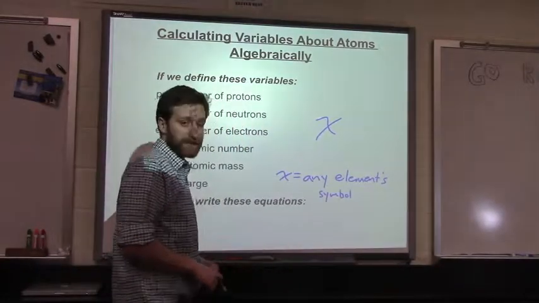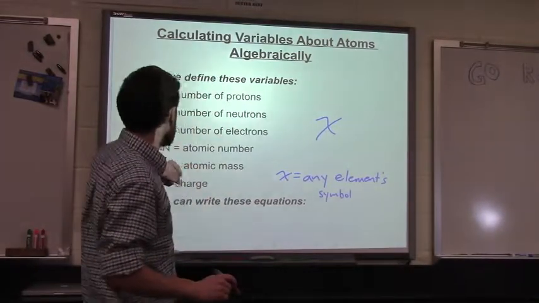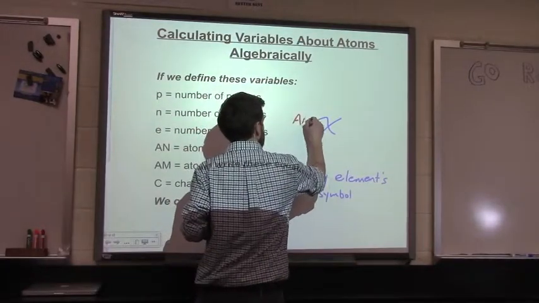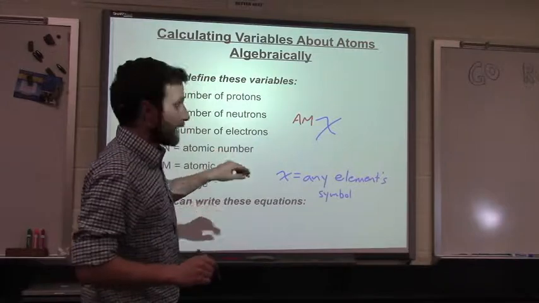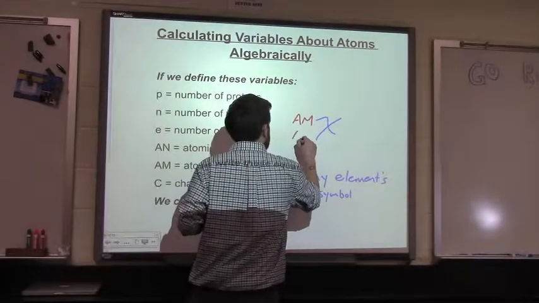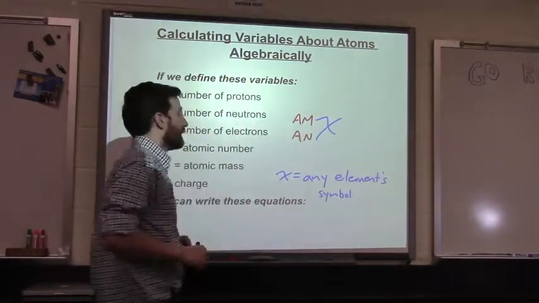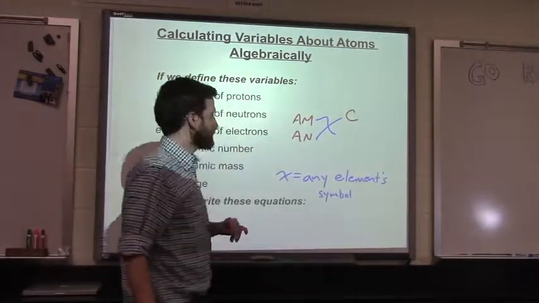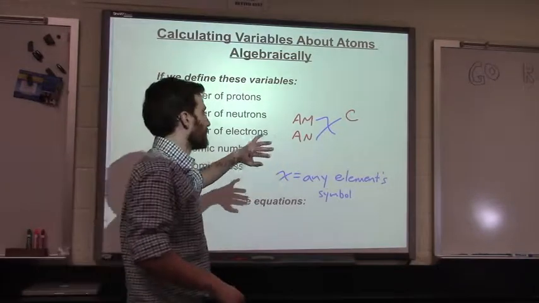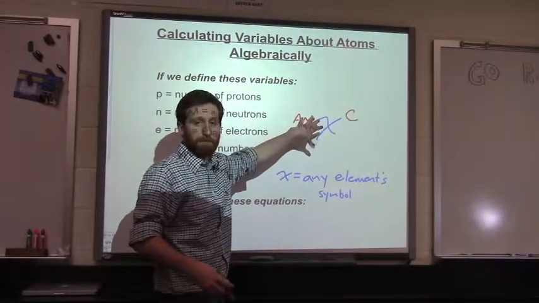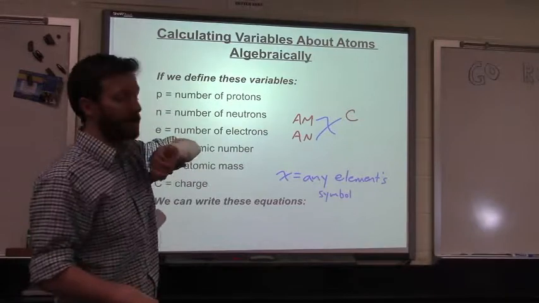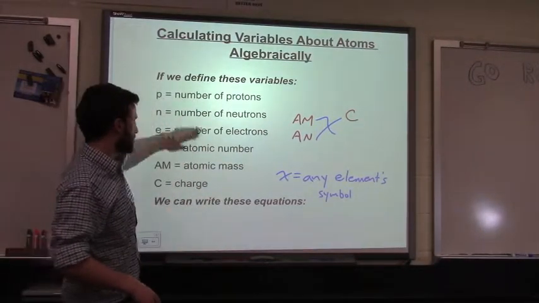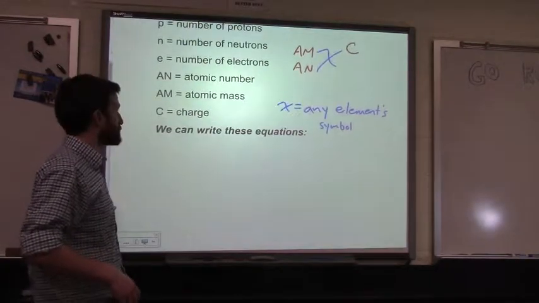Now we know that in the top left, we can write the atomic mass of that atom. In the bottom left, we can write the atomic number. And in the top right, we can write the charge. So this is a very efficient way to completely describe an atom, because keep in mind, chemists are lazy. So let's write some equations using these variables. We'll start off nice and easy.